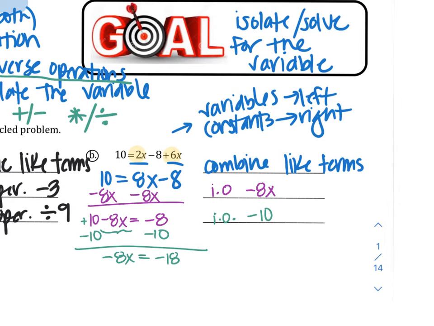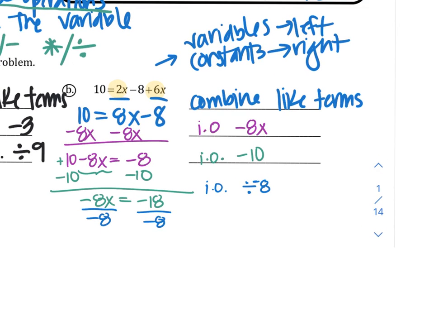And then I need to isolate my variable, so I'm going to divide both sides. So again, it's negative 8 times x. The inverse operation of multiplication is division. So again, notice I divide by negative 8. Okay, so again, think about this. Negative 8 divided by negative 8 is 1. Our goal is to get the leading coefficient to be 1. So now I get x equals, and I have negative 18 divided by negative 8.